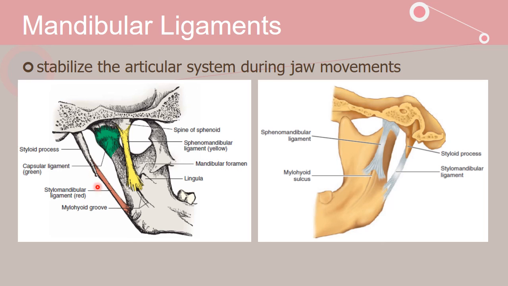The stylomandibular ligament, on the other hand, originates from the styloid process of the temporal bone and inserts at the posterior border or angle of the mandible. It limits excessive protrusion of the mandible. The mandibular ligaments are slightly elastic bands of tissue that stabilize the articular system during jaw movements. They do not actually move the joint. What they do is support and confine the movement of the mandible to protect the muscles from being stretched beyond their capabilities. Movement of the joint is a function of the muscles of mastication.